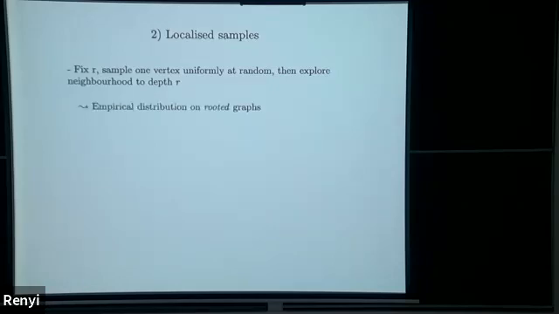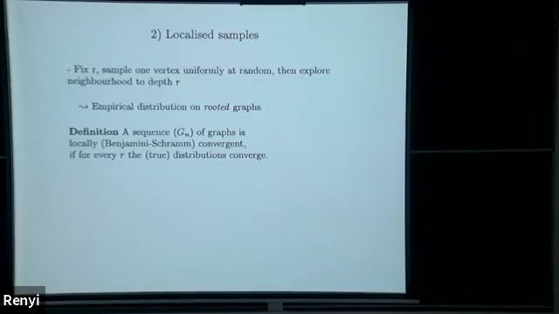And this time, your empirical distribution is going to be on a slightly different type of object. It's not going to be simple graphs, but it's going to be special simple graphs which have one distinguished vertex, which we will be calling the root. It is the first vertex we sample. That's sort of the center of this radius r ball. And so we'll have some empirical distribution on these types of objects.